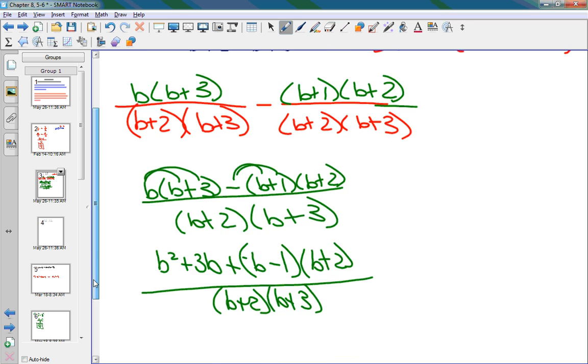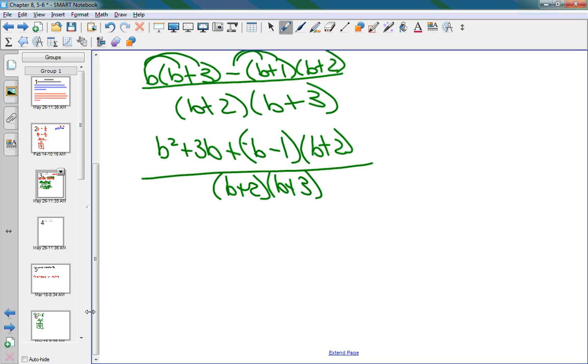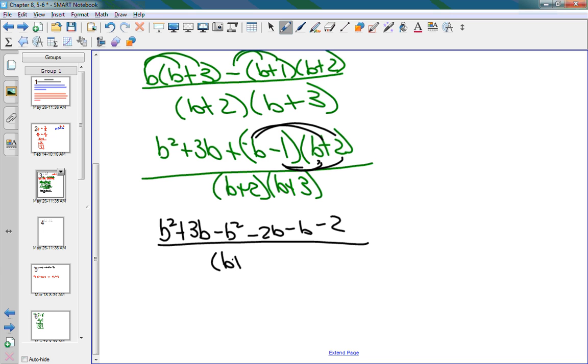Okay. So now I come all the way back down here. What am I going to do with 2 parentheses now? Well, what am I doing? I'm going to FOIL. So I'm going to recopy this junk on the left, and I'm going to make that negative b squared minus 2b minus b minus 2 all over that denominator.